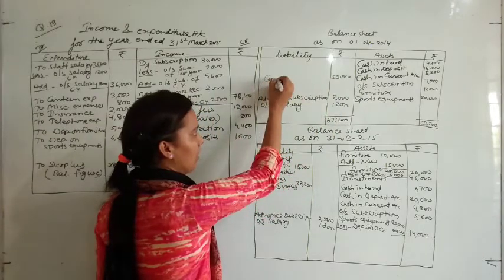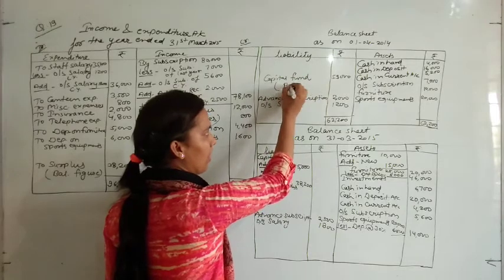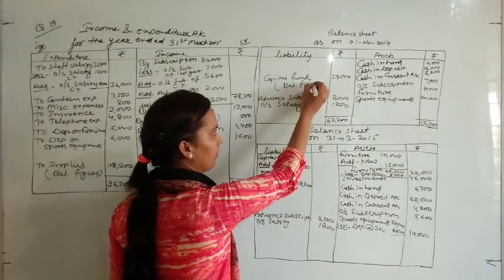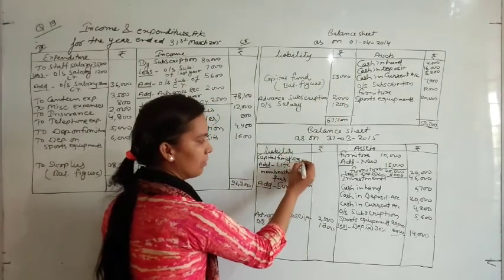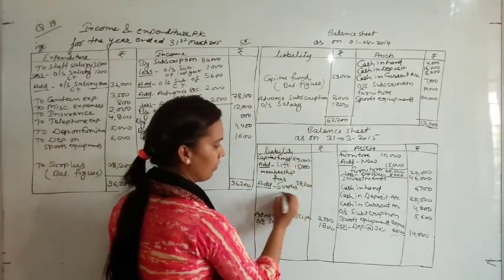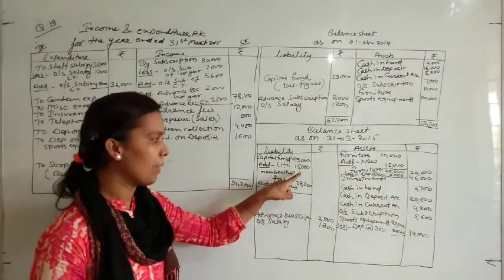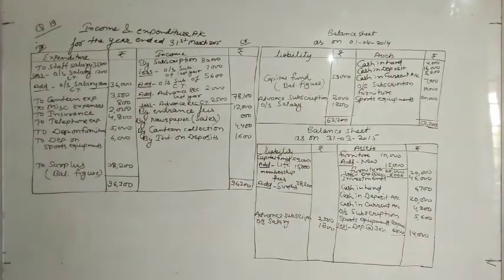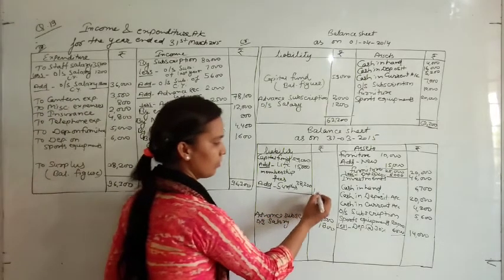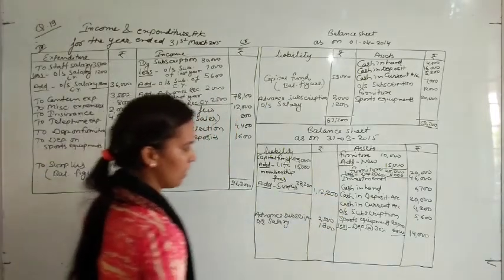This is the capital fund. You can write here balancing figure. This 59,000 will be transferred here, 59,000. Now get the net amount, 59,000 plus 15,000 minus 38,200. So what will be the amount? 1,12,200. This is the net amount of liabilities.